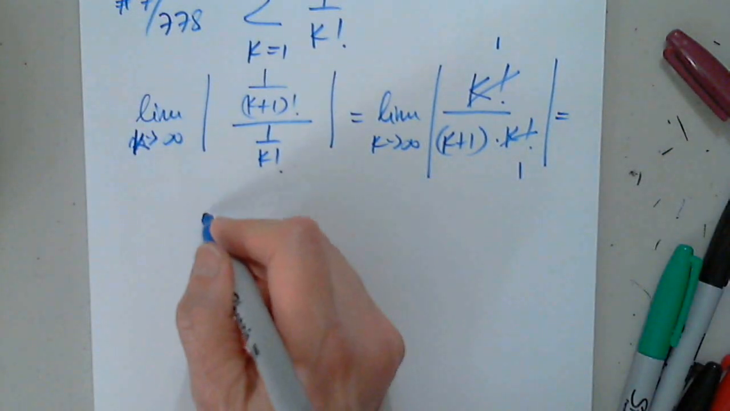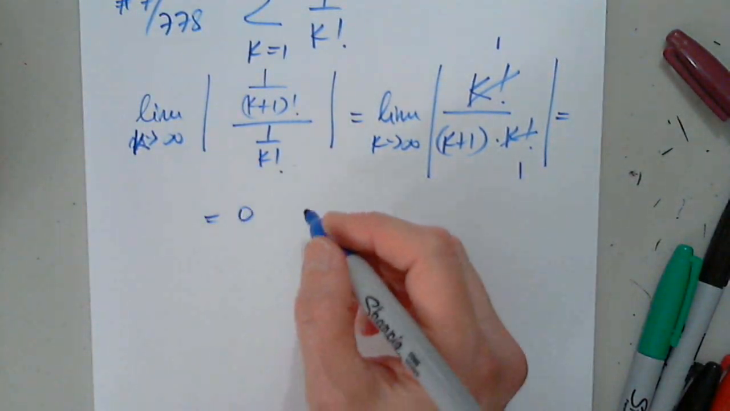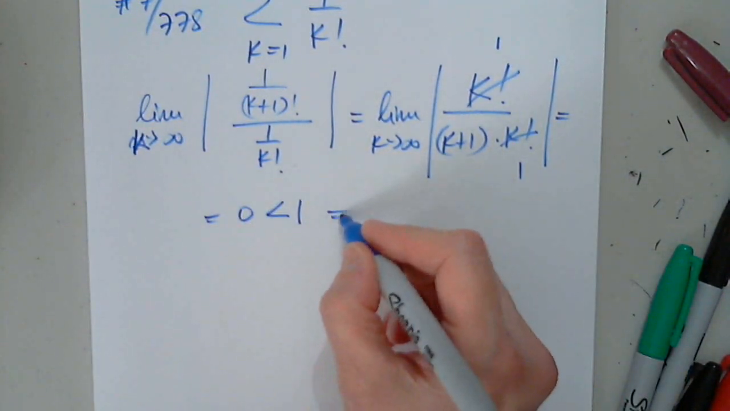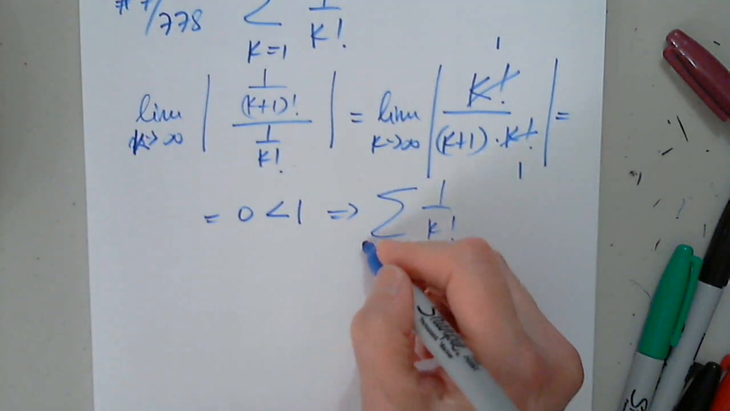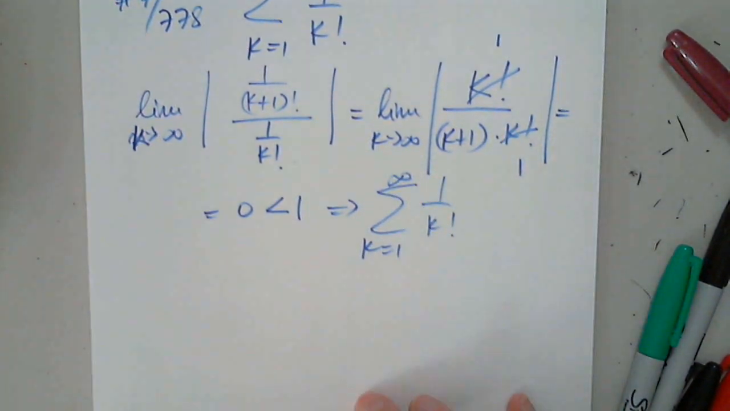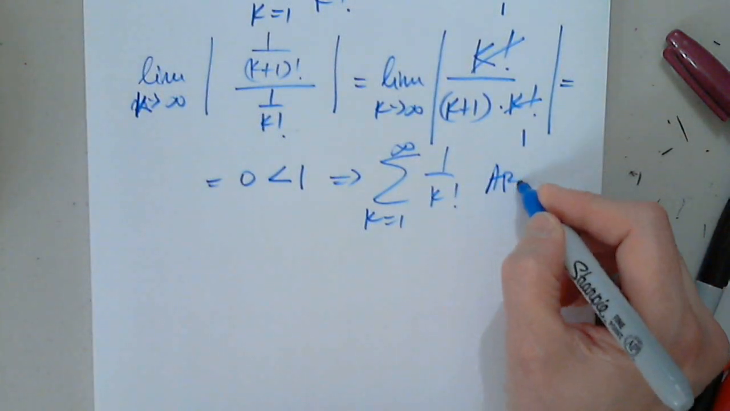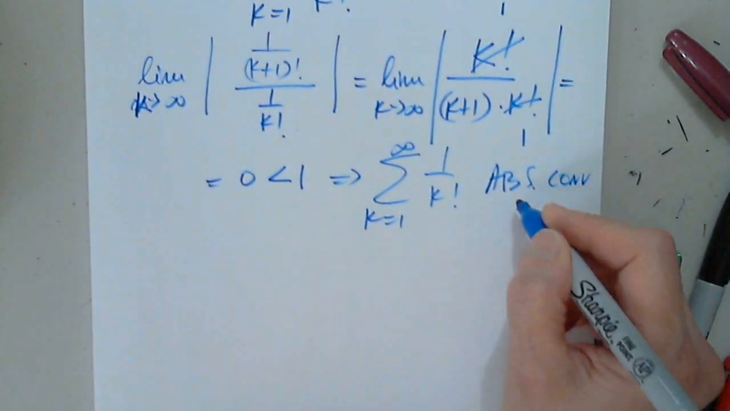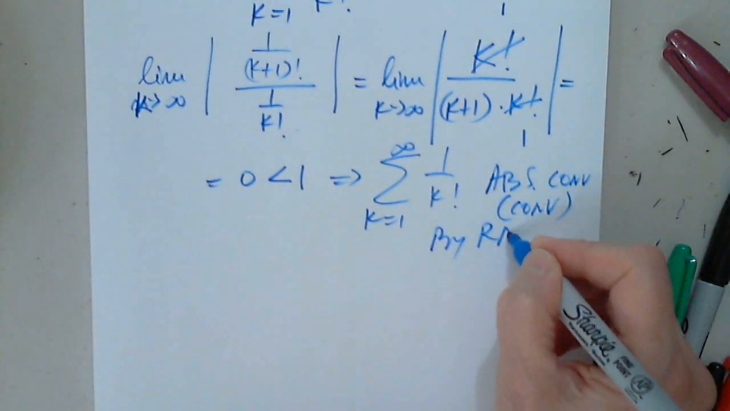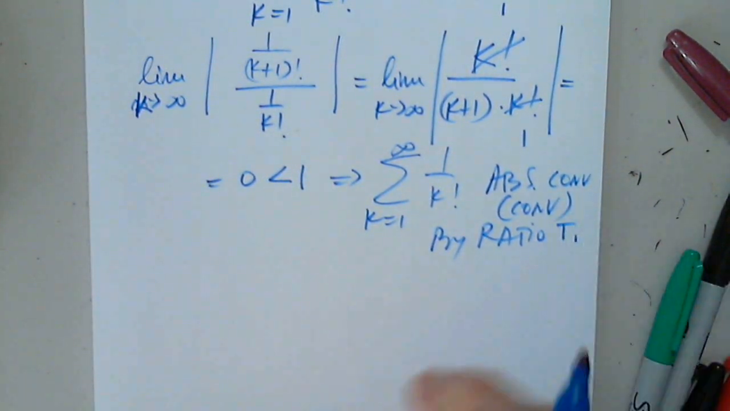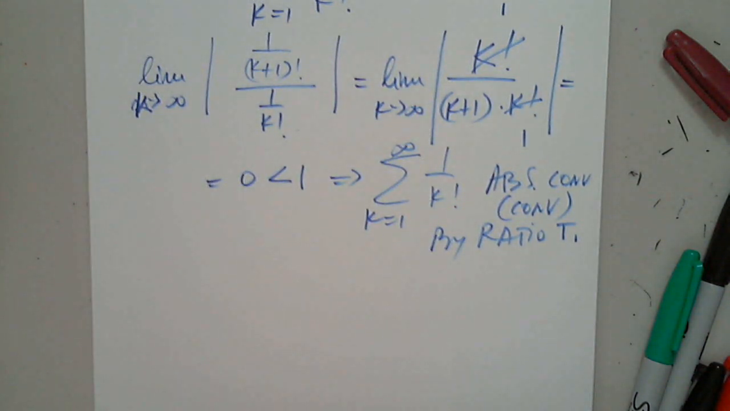So the answer of this limit is 0, which is less than 1. Therefore, the series is absolutely convergent, of course convergent, by the ratio test. Good. Moving on to number 9.